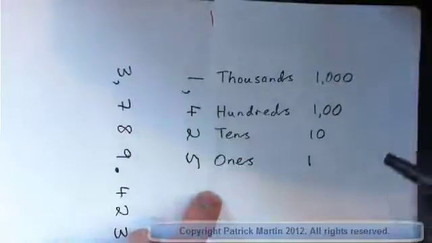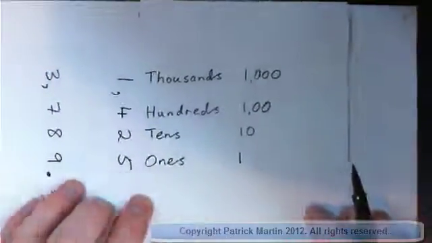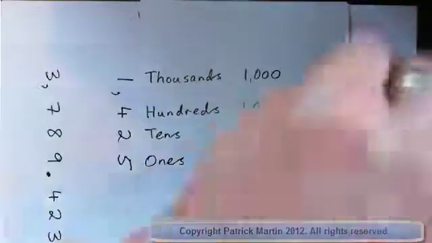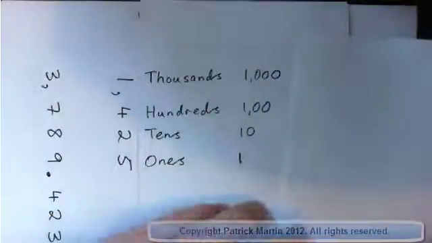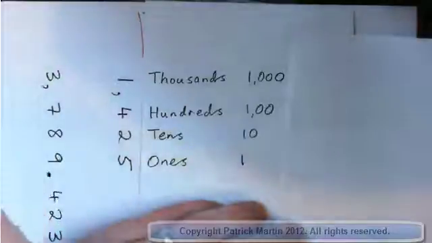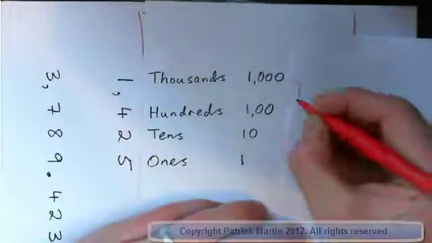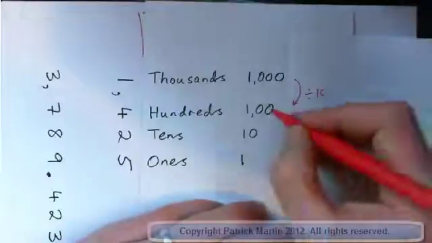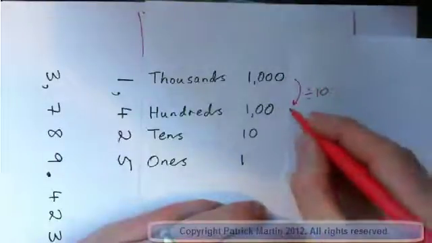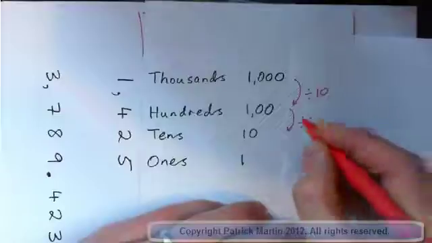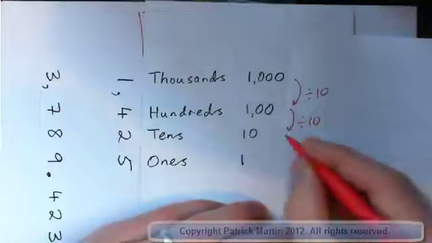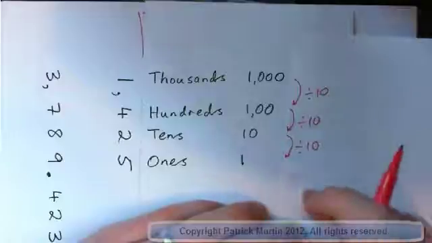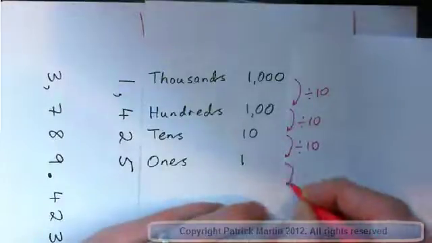And what I'd like you to notice about this pattern is that to go from 1,000 to 100, we could divide by 10. See? To go from here to here, we divide by 10. 1,000 divided by 10 is 100, right? What's 100 divided by 10? It's 10, isn't it? And 10 divided by 10 is 1, right? So what's 1 divided by 10?